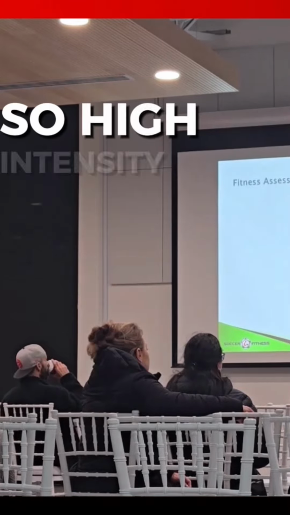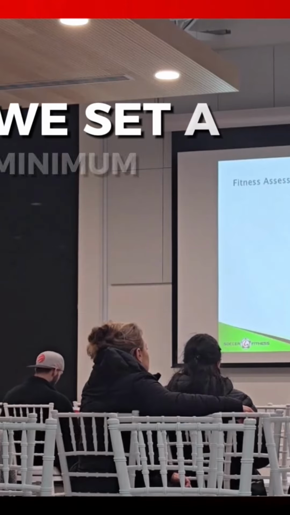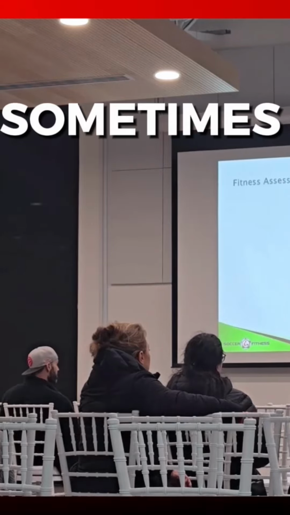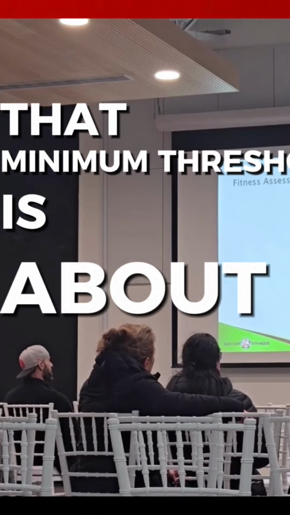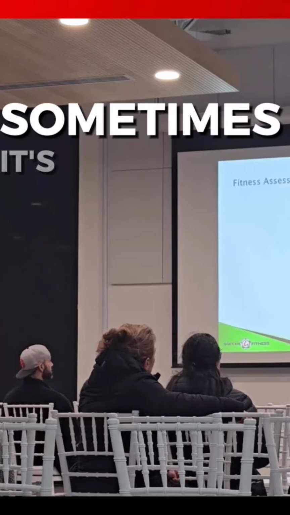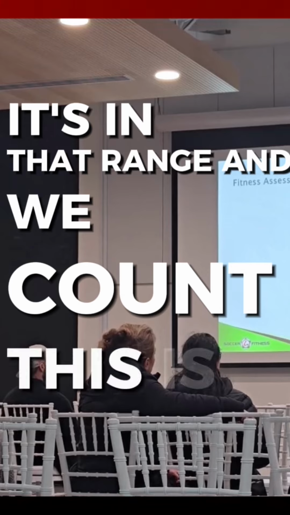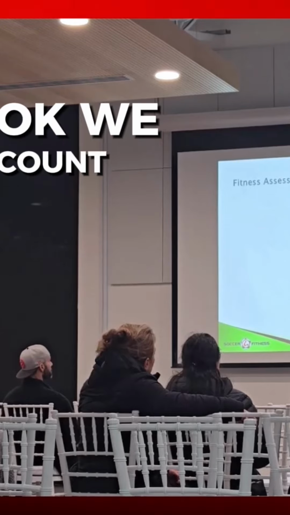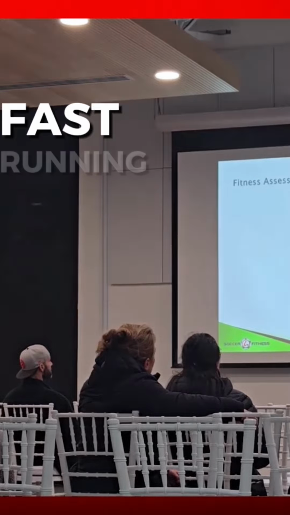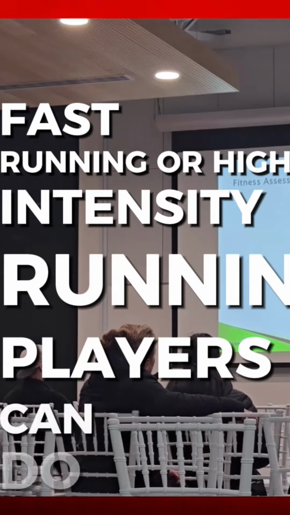So high intensity running ability means we set a minimum threshold. Sometimes that minimum threshold is about 15 kilometers per hour. Sometimes it's closer to 20. It's in that range. And we count, this is done with GPS, okay? We count how much fast running or high intensity running players can do.